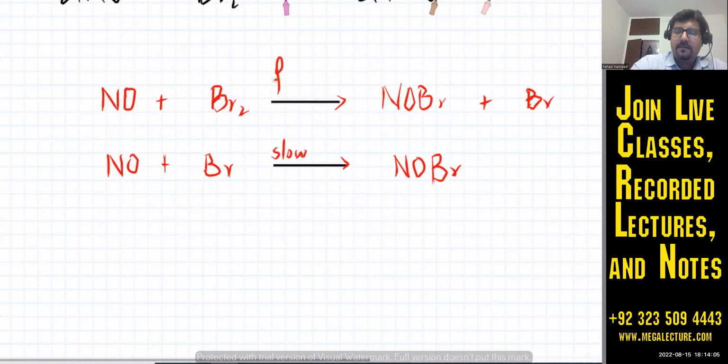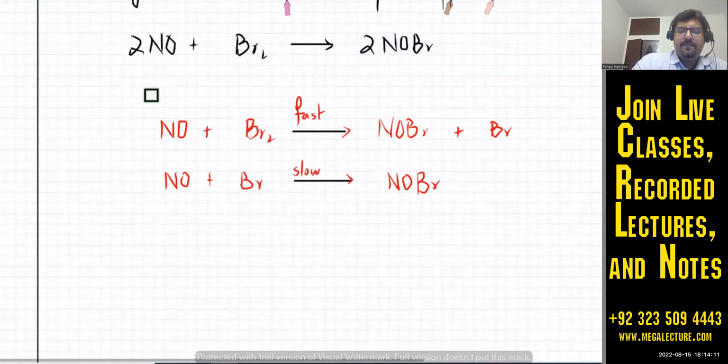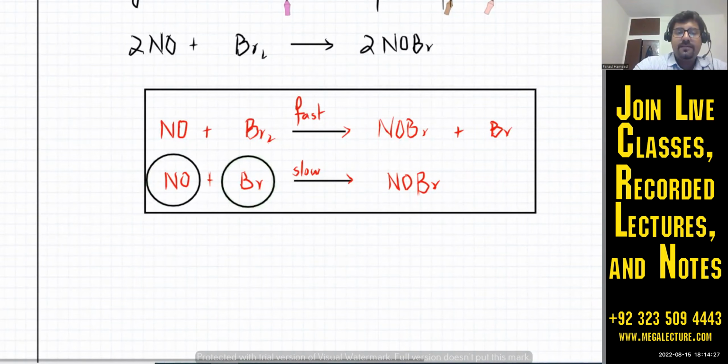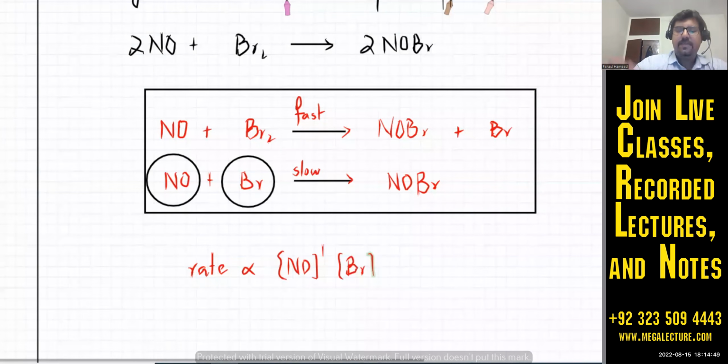The first one is actually the fast step. Just as an assumption, let's assume that the second step is my slow step. If the second step is my slow step, the rate of the reaction will depend on NO's concentration and on bromine's concentration. So rate would be dependent on NO's concentration, and the power is going to be 1. And it would be dependent on the bromine atom concentration, and its power will also be 1.